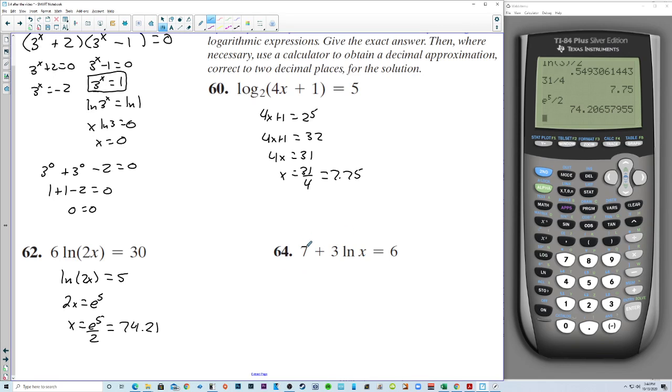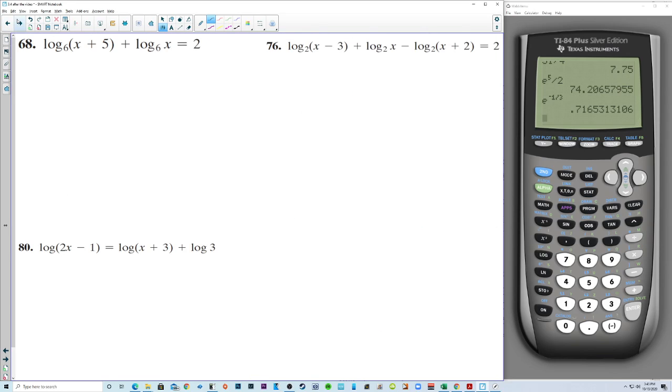On this one, let's subtract 7. 3 natural log of x is equal to negative 1. We'll divide by 3, so negative 1/3. And remember, logs always equal the exponent, so x is equal to e to the negative 1/3. So e to the negative 1/3 is 0.72 rounded.